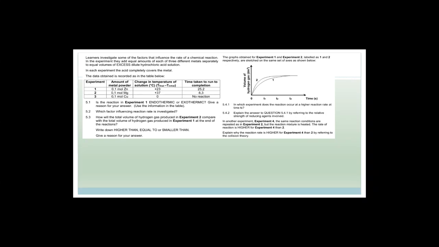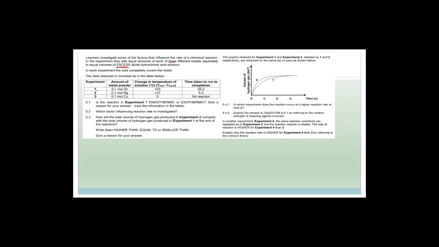the photoelectric effect. Okay, learners investigate some of the factors that influence the rate of a chemical reaction. So this is obviously rates of reaction. It says in the experiment, they add equal amounts of each of three different metals separately to equal volumes of excess dilute hydrochloric acid. Okay, so that's important. In each experiment, the acid completely covers the metal. The data obtained is recorded as in the table below.